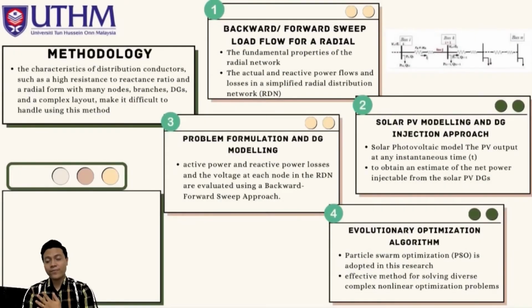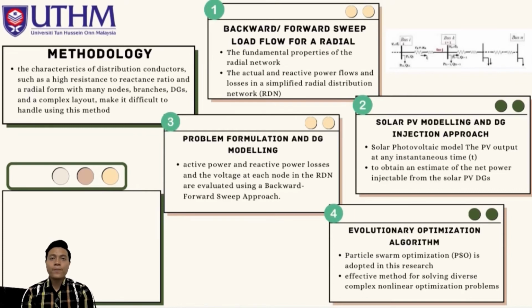My name is Muhammad Fairuz. In this part, I will explain the methodology. The characteristics of distribution conductors, such as a high resistance to reactance ratio and a radial form with many nodes, branch DGs, and a complex layout, make it difficult to handle using this method. In this methodology, the first method is the backward forward sweep load flow for a radial network. In this part, the fundamental properties of the radial network and the actual and reactive power flows and losses in a simplified radial distribution network, RDN.